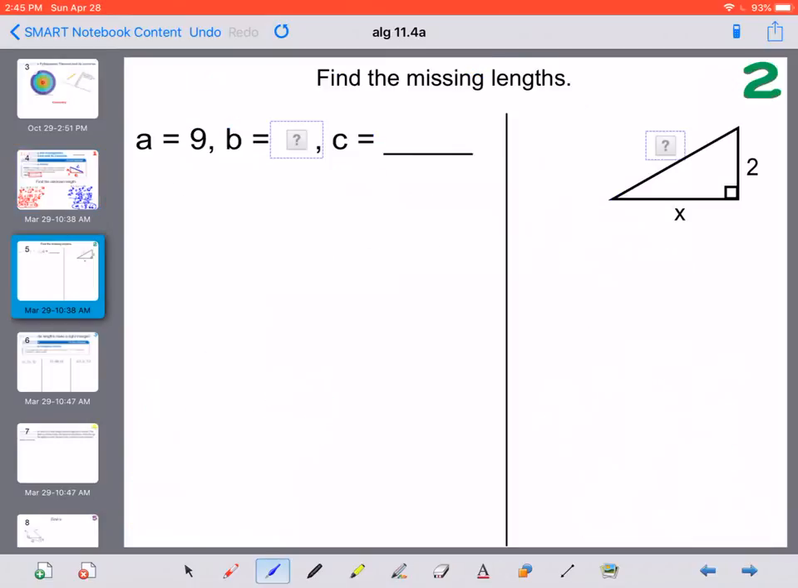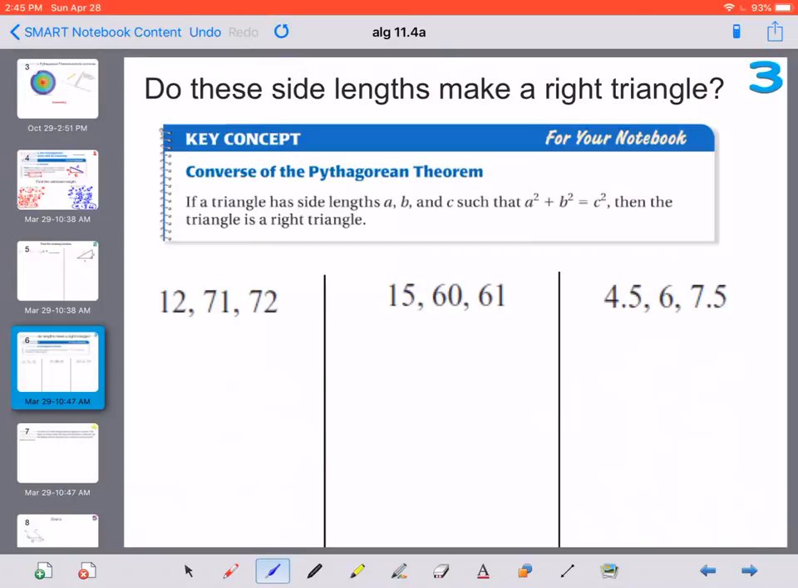Alright, next two I want you guys to try on your own. We're going to get onto this right triangle part. It says, do these side lengths make a right triangle? It says, if a triangle has side lengths A, B, and C such that A squared plus B squared equals C squared, then the triangle is a right triangle. So we need to determine if we add these up when they are squared, are they going to equal C? Are A and B going to equal C?